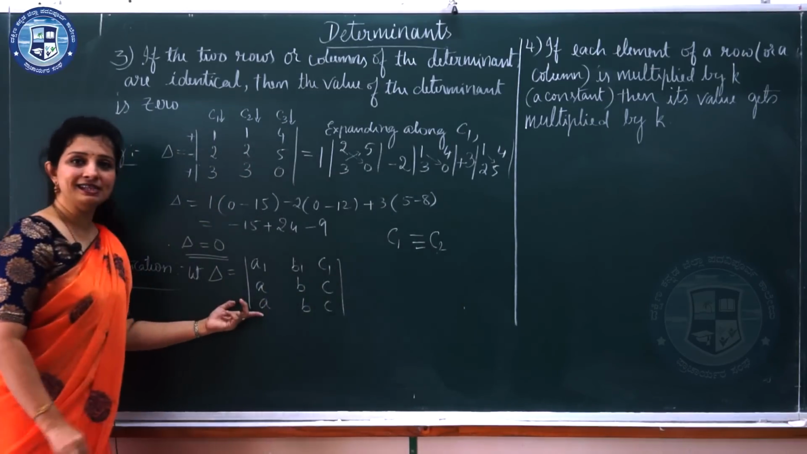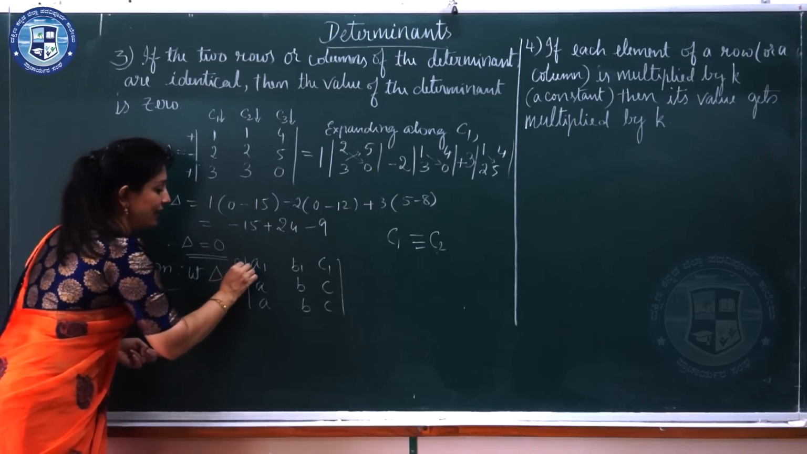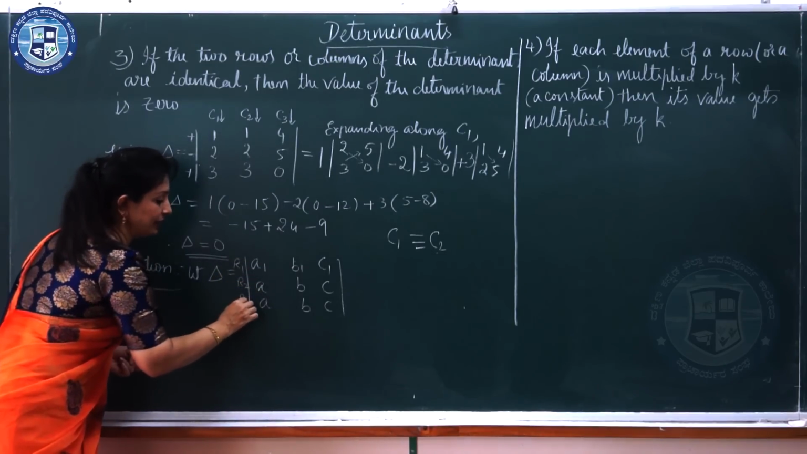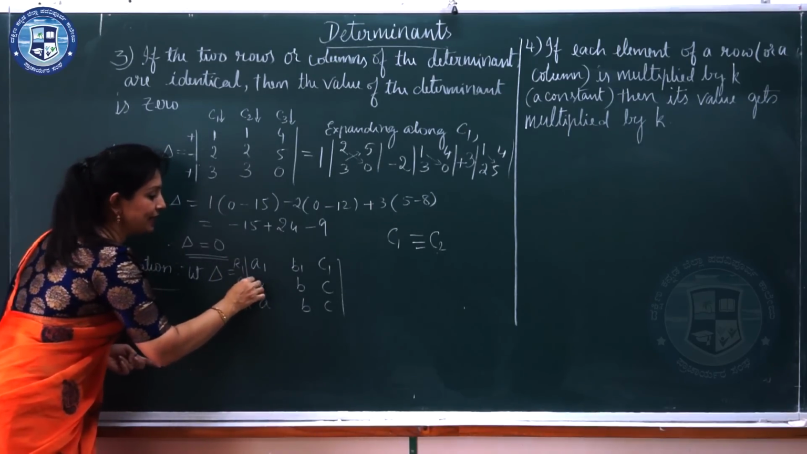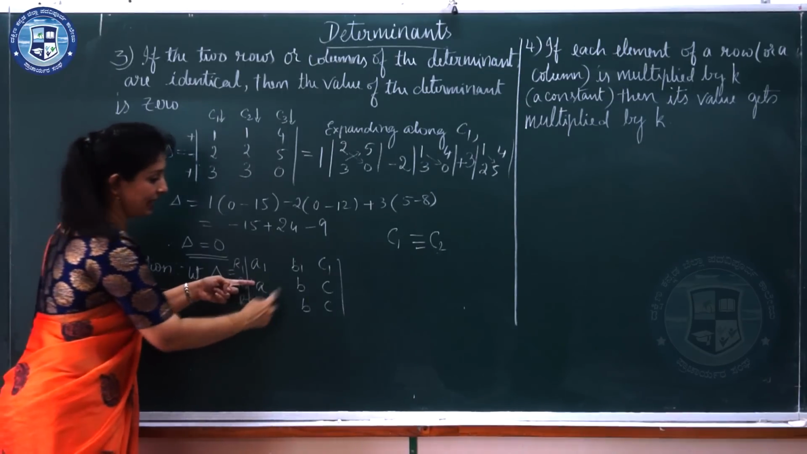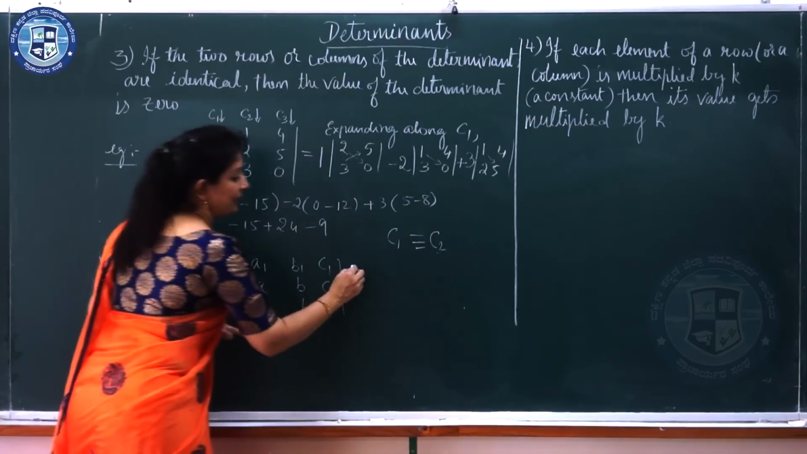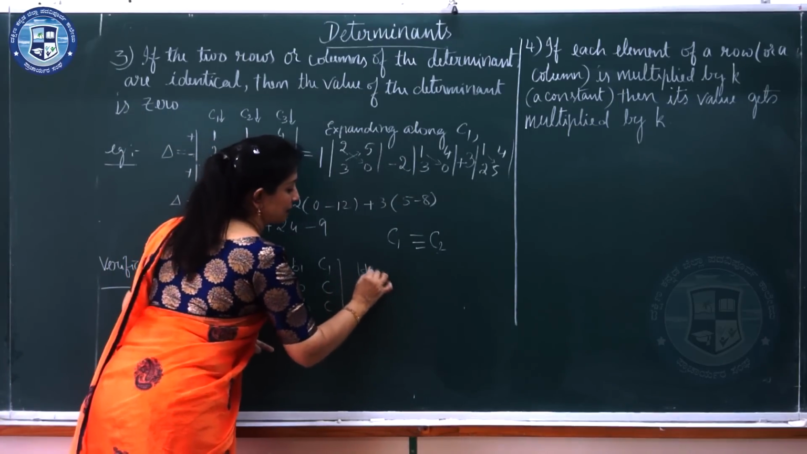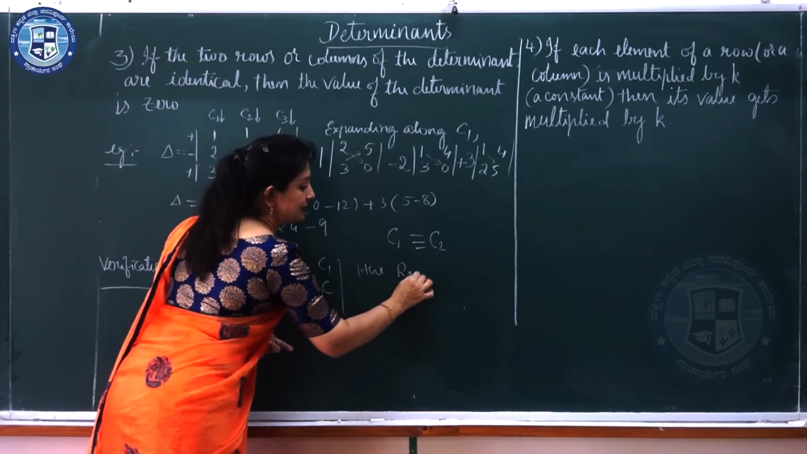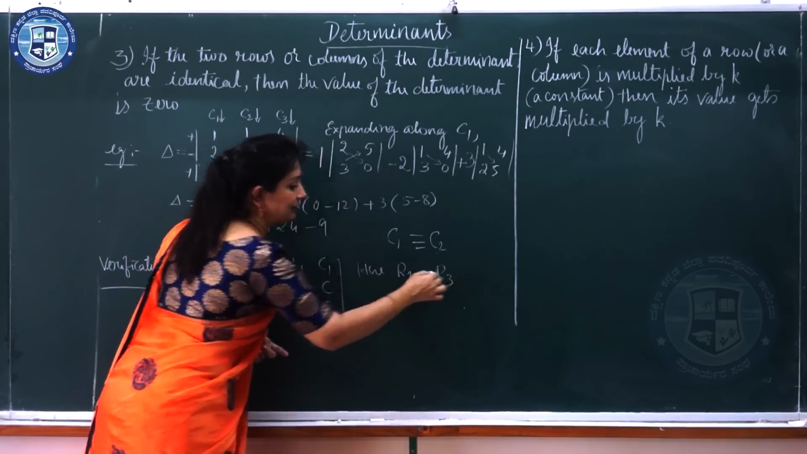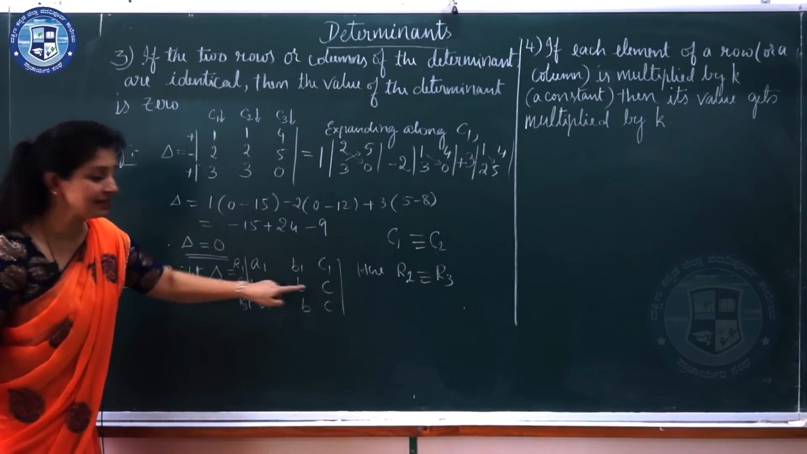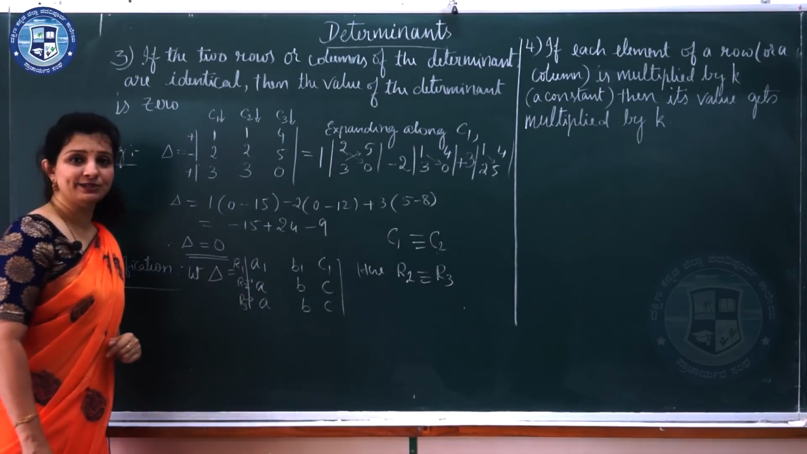What you can say here, students? Row 1, row 2 and row 3. Here the third row and second row elements are identical: A, B and C. So here R2 is identical to R3. The second row elements are identical to the third row elements.